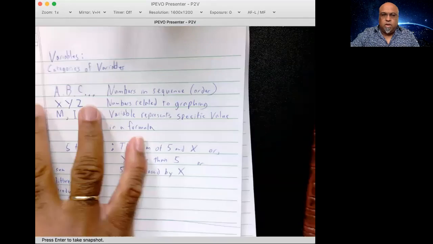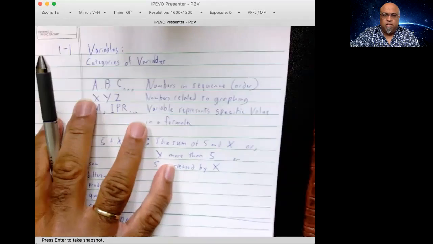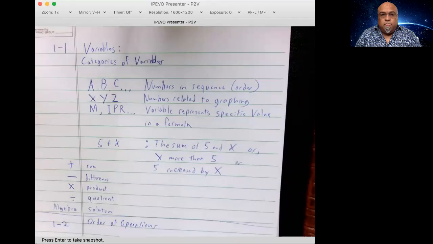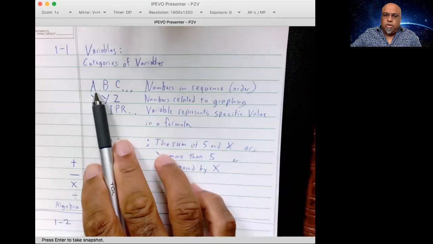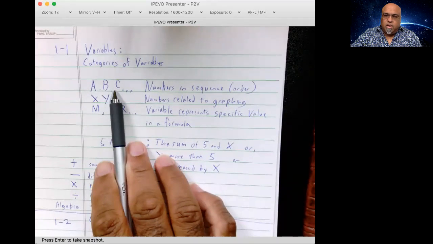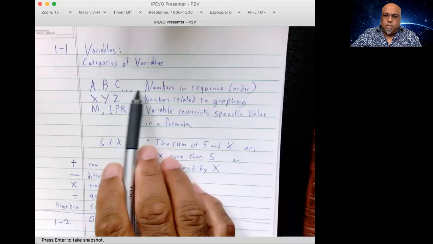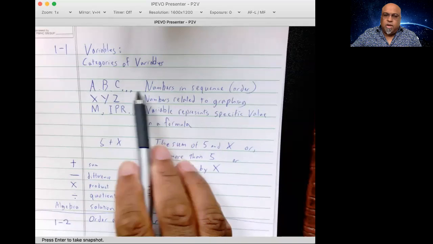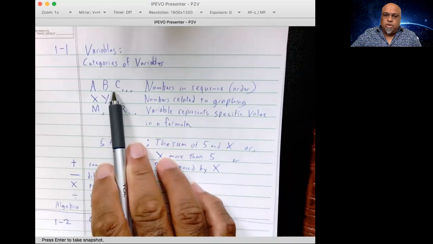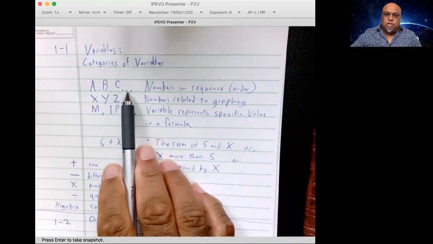So lesson 1-1 is on variables. Okay? And I want to go over different categories of variables. Now again, for our purposes, we could say a variable is a letter, but it's a letter that's used in a math problem, and it represents a number, usually an unknown number. Okay? Now there's 3 basic categories of variables. The first one, usually when the variables are A, B, and C, and so on, that represents numbers that are in sequence. Like, for example, A would be the first number, B would be the second number, C would be the third number, D would be the fourth number, okay?